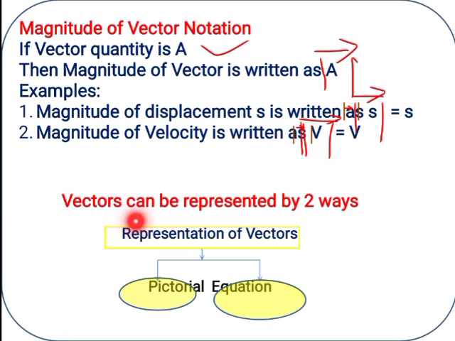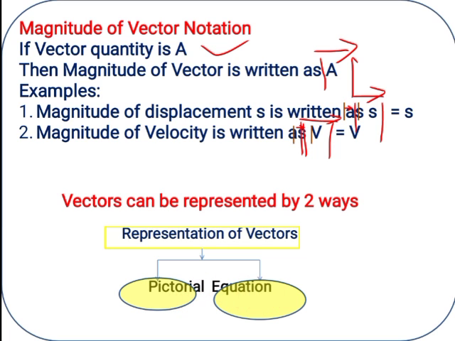The next point: vectors can be represented in two ways. What are those two ways? One is pictorial form, another one is equation form. Pictorial means in the form of a picture, or else in the form of an equation. So vectors are always represented in two different ways: one is pictorial, another one is equation.